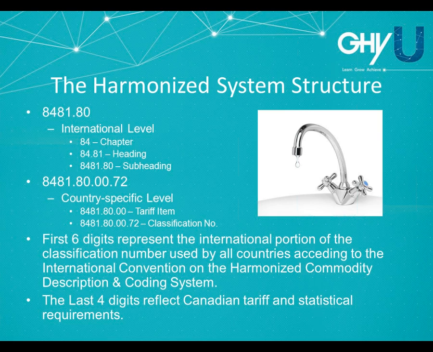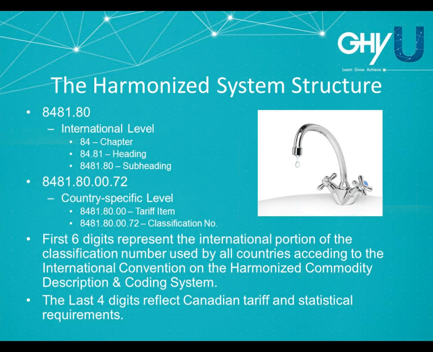Now, the international level, which covers the first 6 digits and which all countries signing up to use the harmonized system should have this same item classified to that same 6-digit level. That's in theory. Does it happen in practice? Obviously not, because so much of the HS system can be subjective. But at the international level, in chapter 84, the heading would be 8481, the subheading 848180. That should be universal to anyone using the tariff.